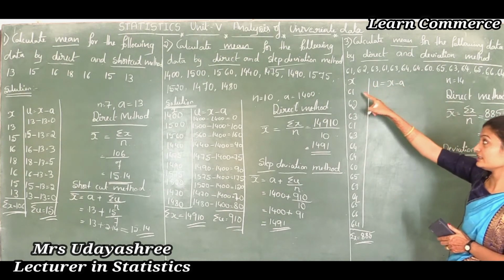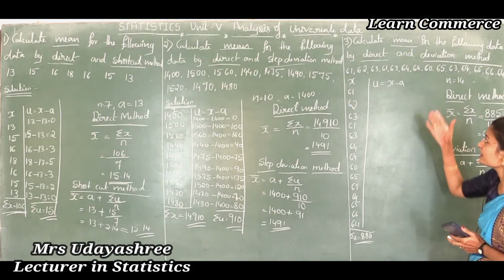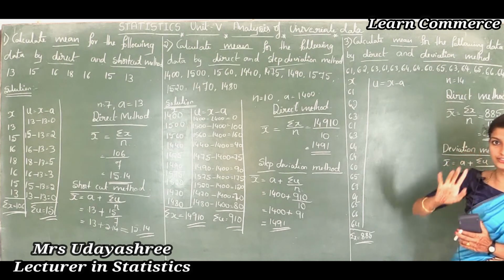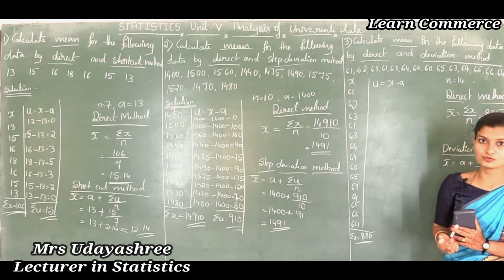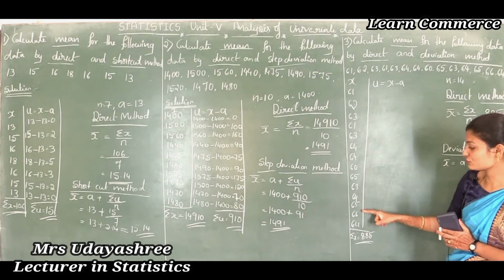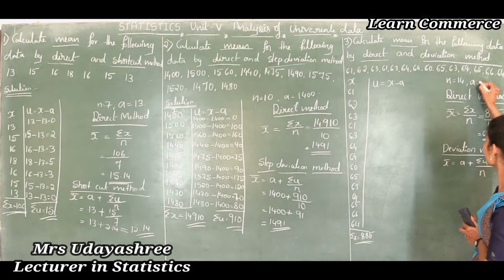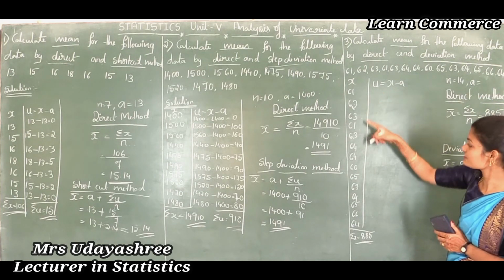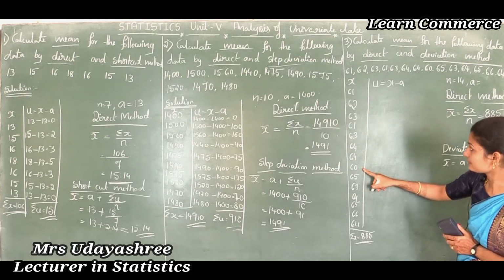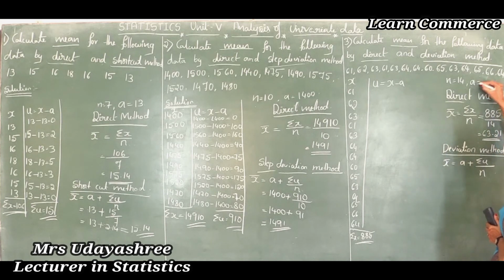The first observation x is 61. What is A? A is the assumed mean. Here we need to select the smallest value of x observation, to avoid negative values. Here the smallest value is 60. Therefore, I will take A as 60.